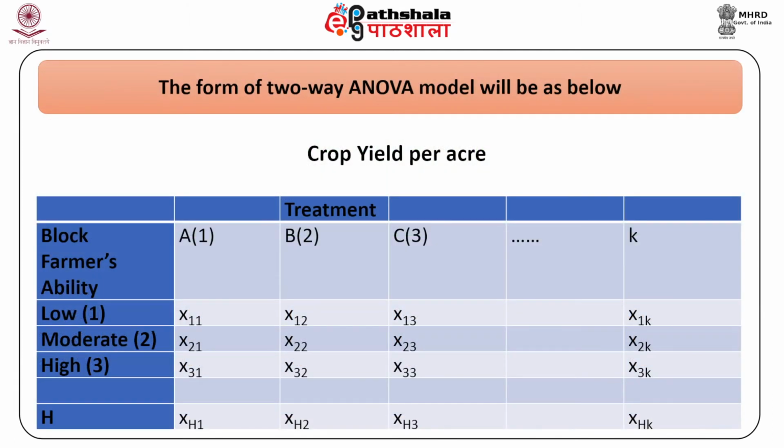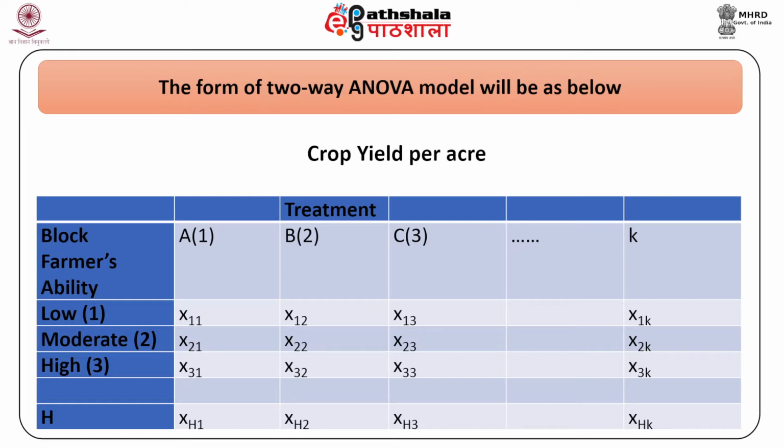The form of two-way ANOVA model will be as below. We have crop yield per acre. On one side we have the treatment and on the other side we have the block.